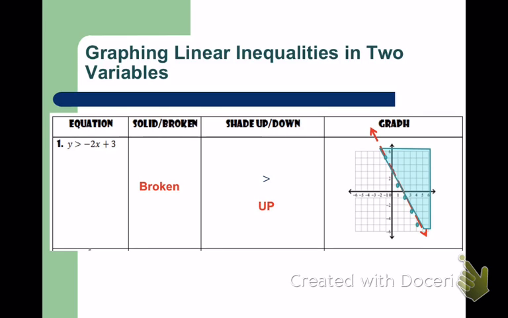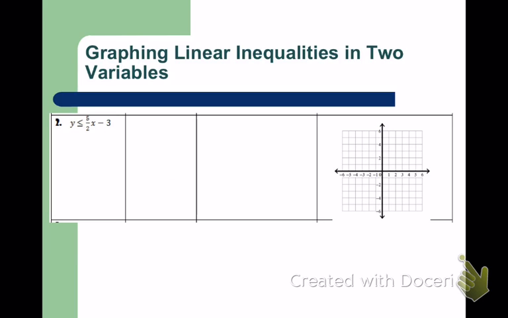Let's go ahead and move on to the next example. We have y less than or equal to 5/2 x minus 3. So this is going to be a solid line because we have the equals on the inequality. It's a less than or equal to, so that means we're going to be shading down.